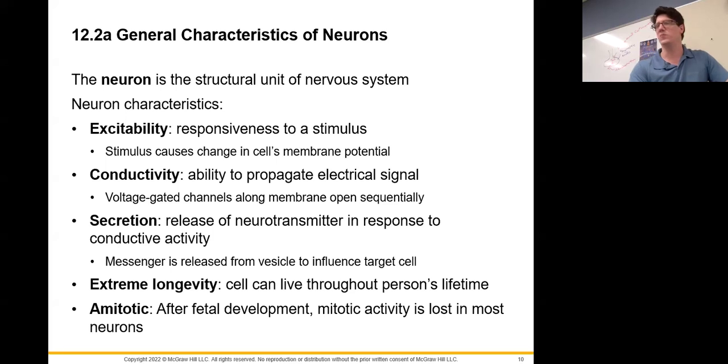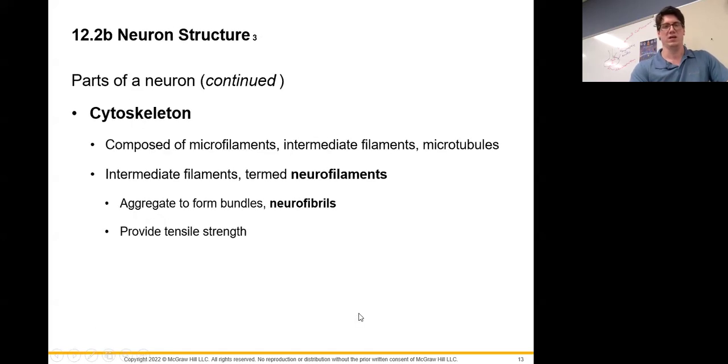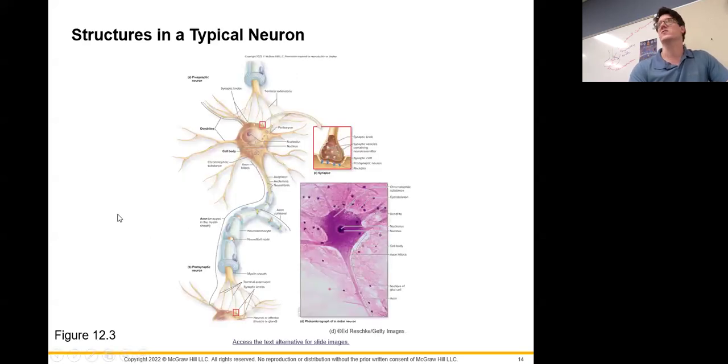So most of the time, we are not making new neurons. We're just simply relying on the ones that we already have. That's also why it's so important for us to protect the neurons that we have. Now, when we look at a neuron, we are going to see this. So here is a structure of a typical neuron. This is a multipolar neuron. So we have lots of feelers.